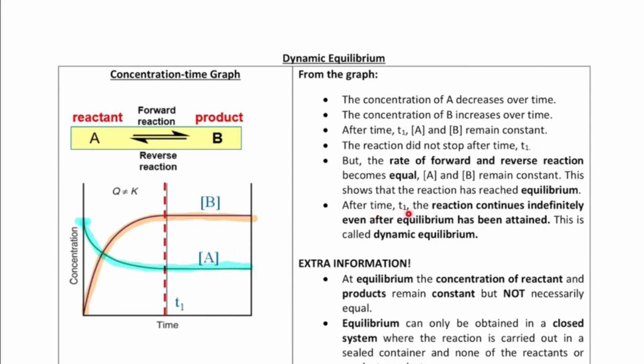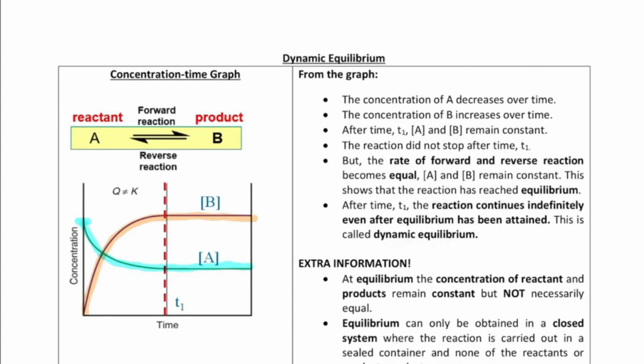Okay. And then after time T1, the reaction continue indefinitely even after the equilibrium has been attained. Okay, so tadi saya cakap reaction ni tak stop. That means once dia dah dapat equilibrium, the reaction will still continue and continue and continue. So disebabkan reaction tu masih continue, itulah yang kita panggil dynamic equilibrium.